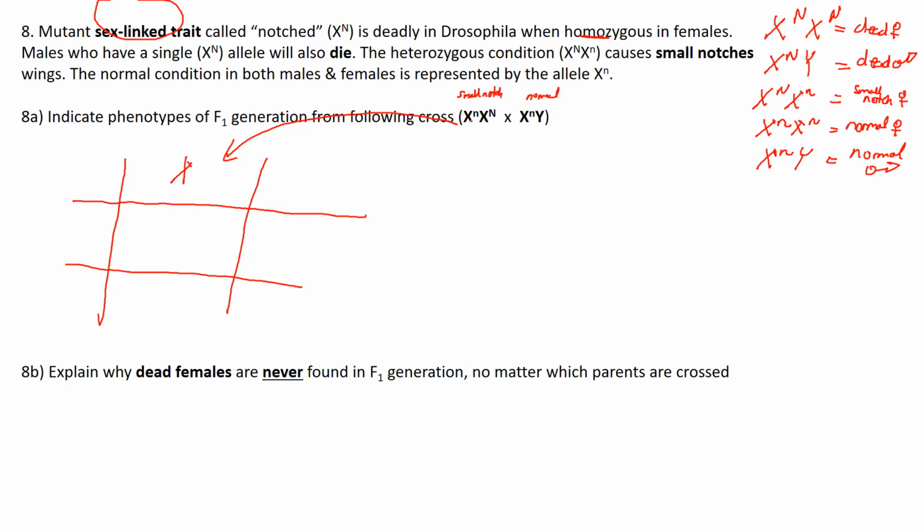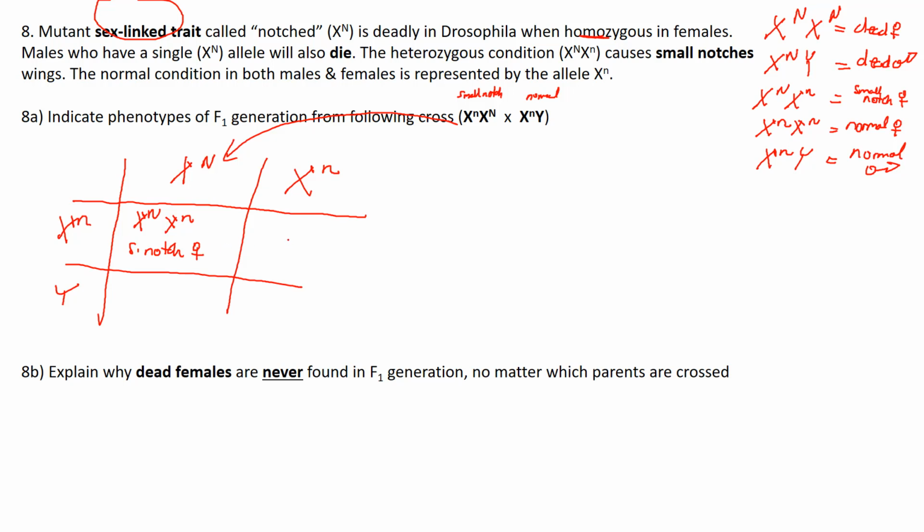So we're just going to isolate these into our monohybrid. Now, I should have had the capital N first, I don't know why I didn't there, but we always put the dominant one first. Okay, and then we're going to do the same thing for him down the side. Male goes down the side, little n, and a Y. And we're just going to start filling this out. Show the dominant allele first. Capital N, little n. That's going to be small notched females.